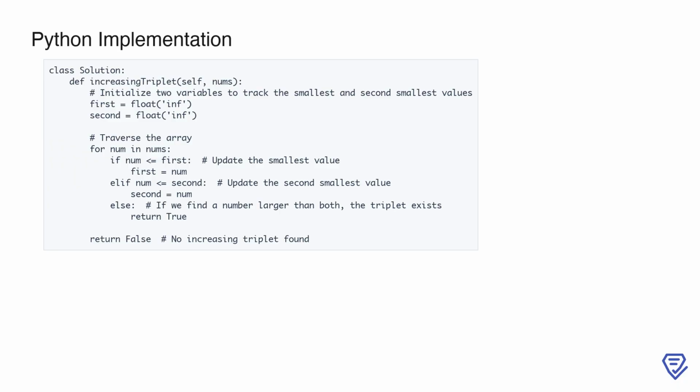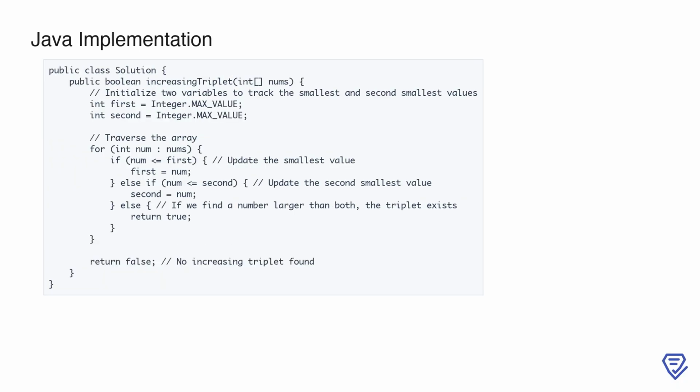elements implicitly by design. This Java implementation mirrors the Python solution, utilizing two variables to track the smallest and second smallest values in the array. The logic iterates through the array, updating these variables as needed, and returns true if a third number satisfying the triplet condition is encountered. Key differences include Java's strong type declarations and the use of Integer.MAX_VALUE to represent infinity. The concise structure ensures optimal readability and performance.